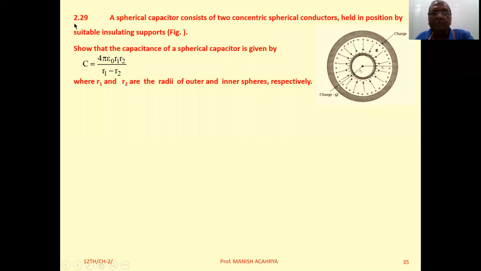Now example 2.29. A spherical capacitor consists of two concentric spherical conductors held in position by suitable insulating support. Show that the capacitance of the spherical capacitor is given by C equal to 4 pi epsilon 0 R1 R2 upon R1 minus R2, where R1 and R2 are the radii of outer and inner spheres respectively.